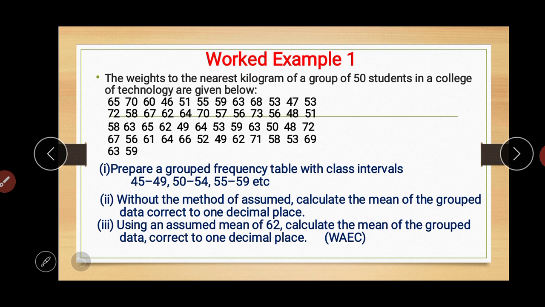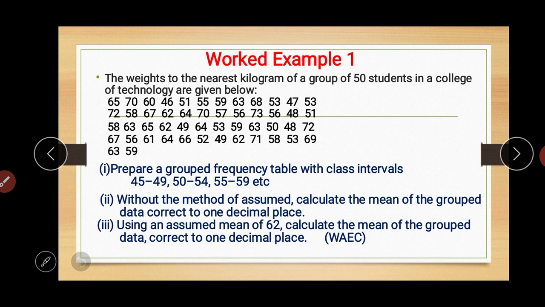Look at this question. The weights, to the nearest kilogram, of a group of 50 students in a college of technology are given below. The question says prepare a grouped frequency table, and they have given us the class interval 45 to 49. Then calculate the mean of this distribution without the assumed mean method. And the third one is that we now use the assumed mean of 62. This is a wide question anyway.